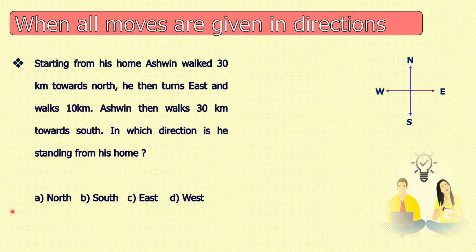Starting from his home, Ashwin walked 30 kilometers towards north. He then turns east and walks 10 kilometers. Ashwin then walks 30 kilometers towards south. In which direction is he standing from his home?